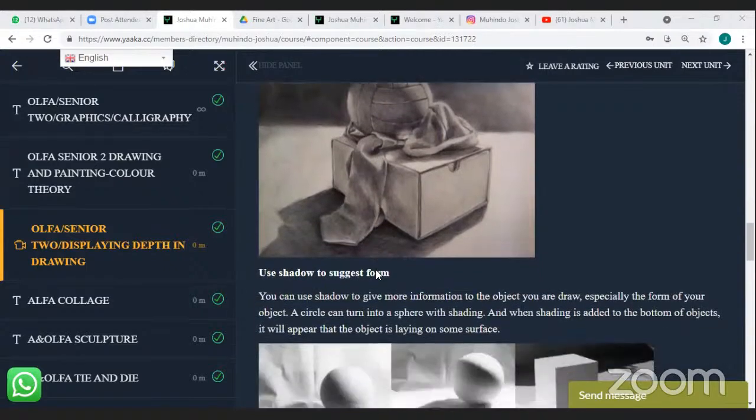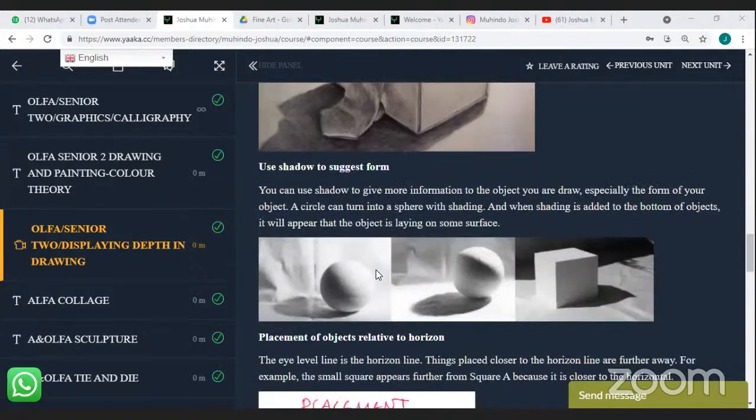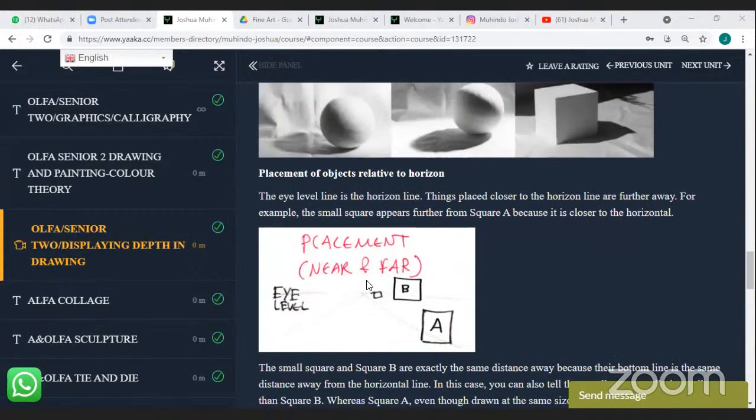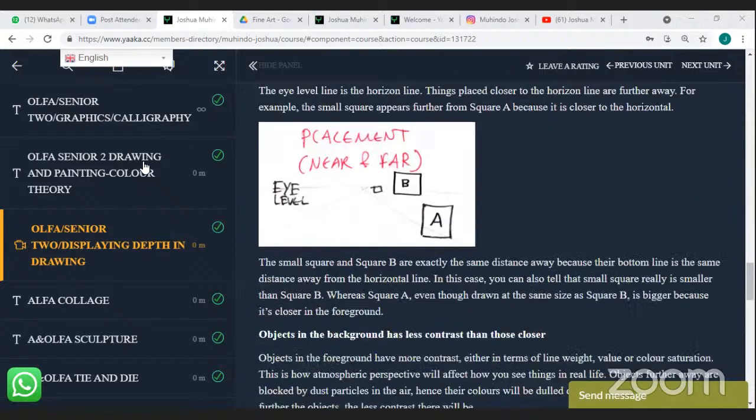More to this, we talked about the shadow. Creating a shadow on an object is very important, and we also talked about placement of objects in relation to the horizon. It is key because this is also applied in perspective.